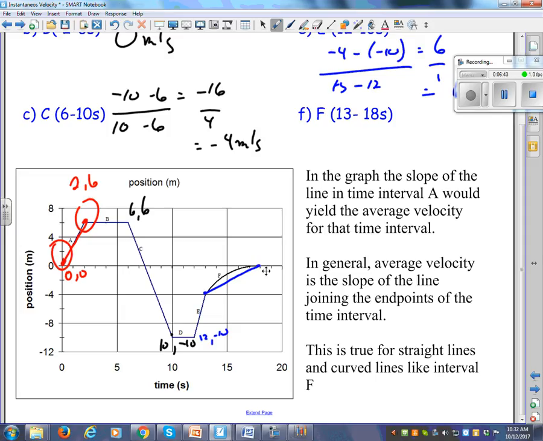Okay, so how would you do that? Just connect the endpoints, find your slope. This is going to be 0 minus minus 4, which is plus 4. And we're over, I can just count them, 1, 2, 3, 4, 5. So 0.8 meters per second. Okay, does that make sense? Good luck, Lana.